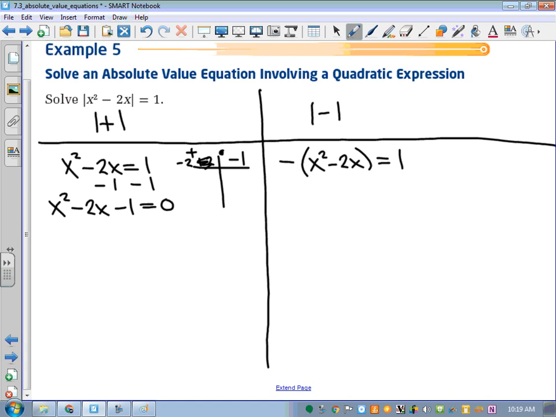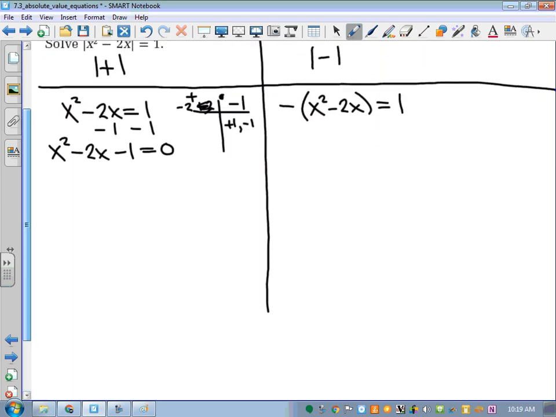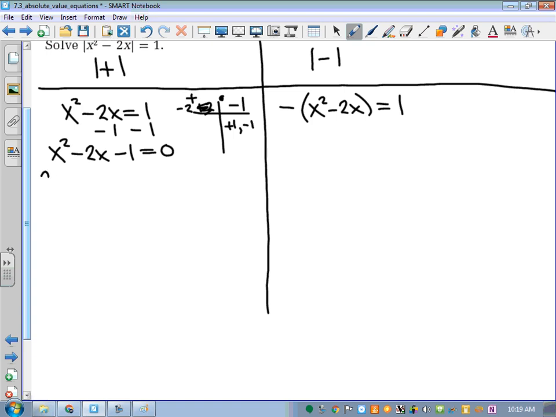There's only two numbers that multiply to negative 1: positive 1 and negative 1. That adds to 0 all the time. So that does not factor normally, which means we would have to use our quadratic formula, which is going to take up a little bit of space, but that's okay. When we use our quadratic formula, I'm going to write underneath that the a parameter is 1, the b parameter is negative 2, the c parameter is negative 1.